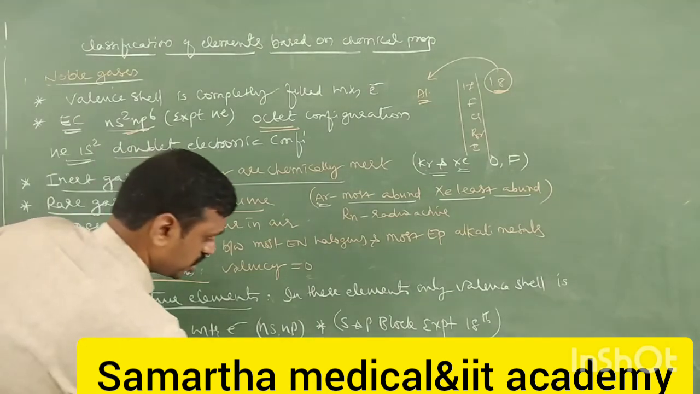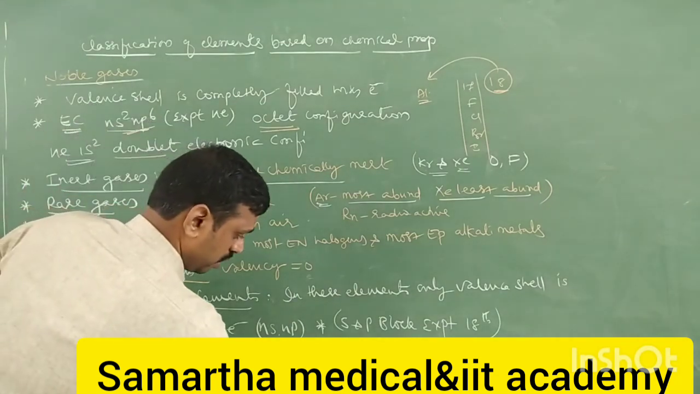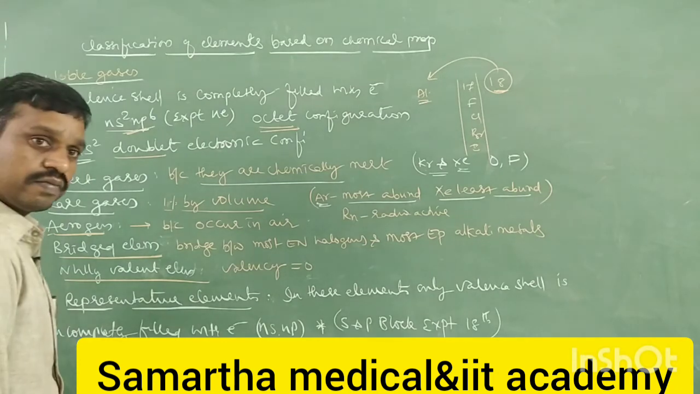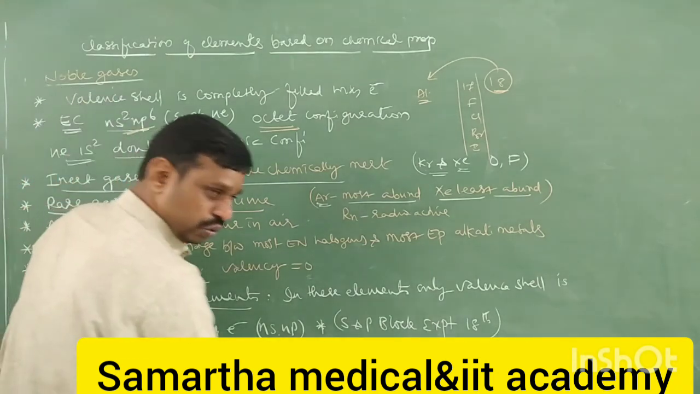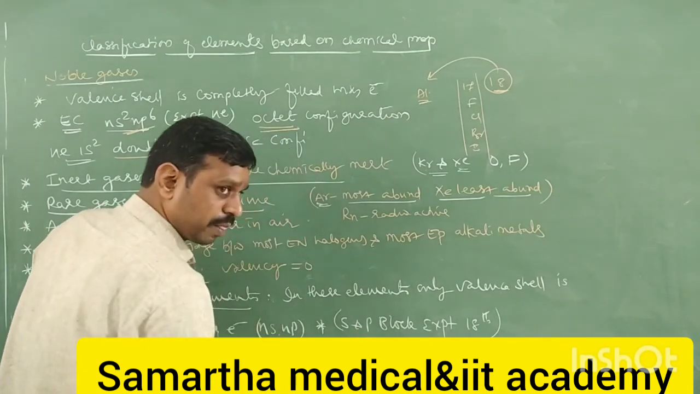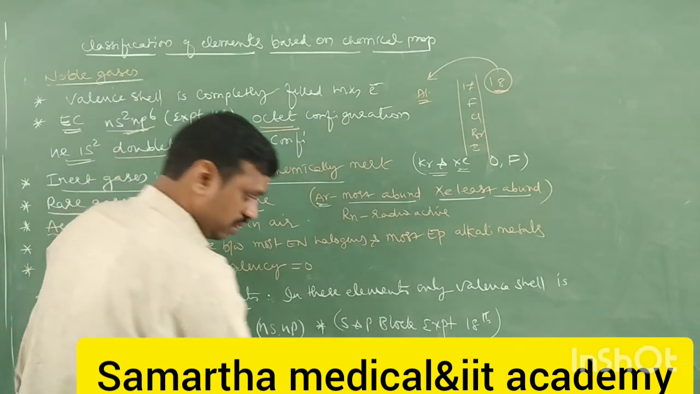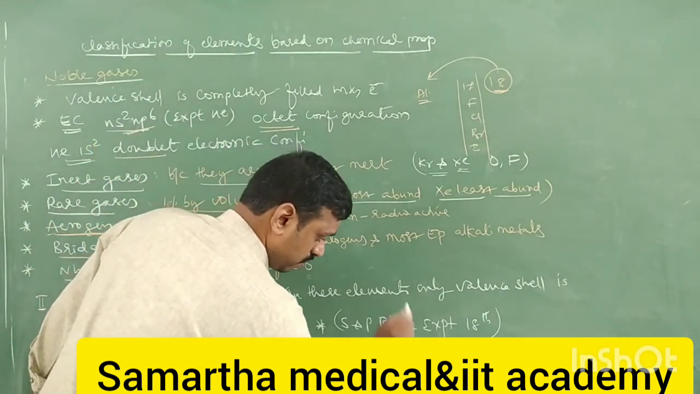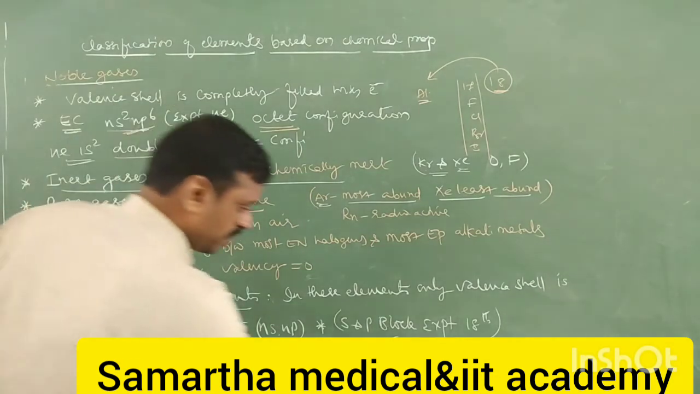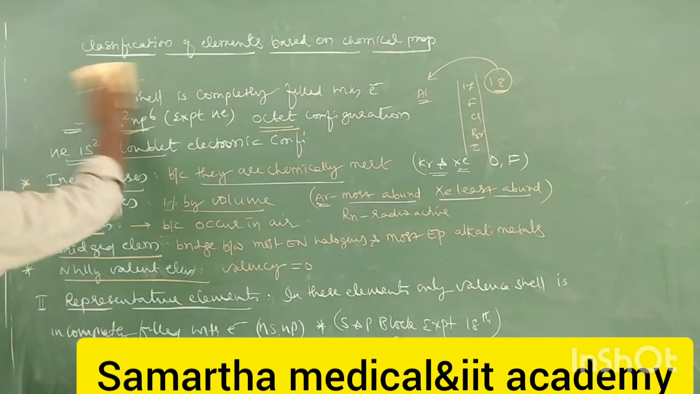Next, what is the general electronic configuration of these? ns1 to 2, then np1 to 5. If I write 1 to 6, it becomes the 18th group also. You should write 1 to 5. This is the general electronic configuration of representative elements.